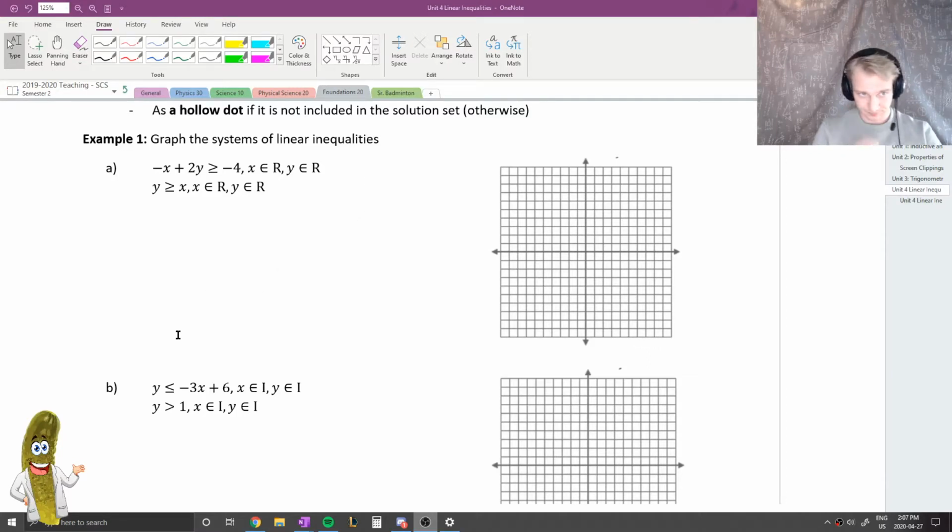Okay, here we go. So we need to graph the systems of linear inequalities here. We have two different graphs that we need to get on our page. This first graph has negative x plus 2y must be greater than or equal to, excuse me, negative 4. The other pieces of information we're told are that x can be any real number and y can be any real number. So that means we're going to just shade in the entire region of correct answers.